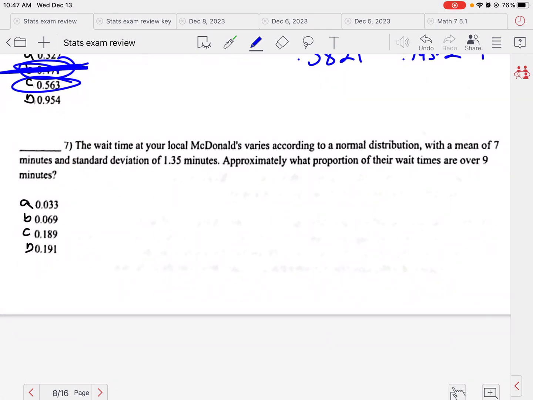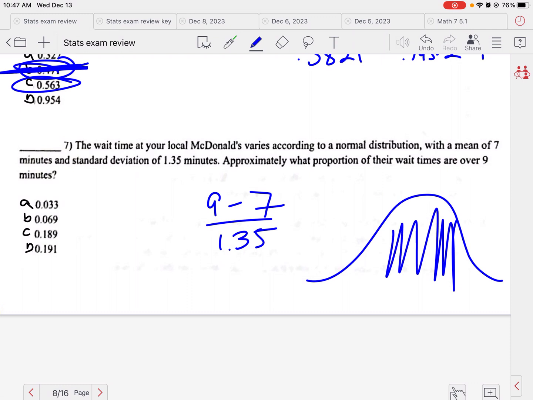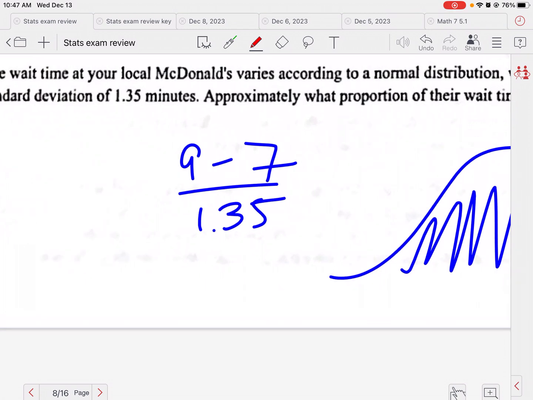The wait time at your local McDonald's varies according to a normal distribution with a mean of 7 and a standard deviation of 1.35 minutes. Approximately what proportion of wait times are over 9 minutes? Okay, now remember, when we're looking at z-score, that tells us everything below this. In this problem, they want to know above. When is it over 9? Okay, so you're going to have to subtract from 1 when you get your answer.